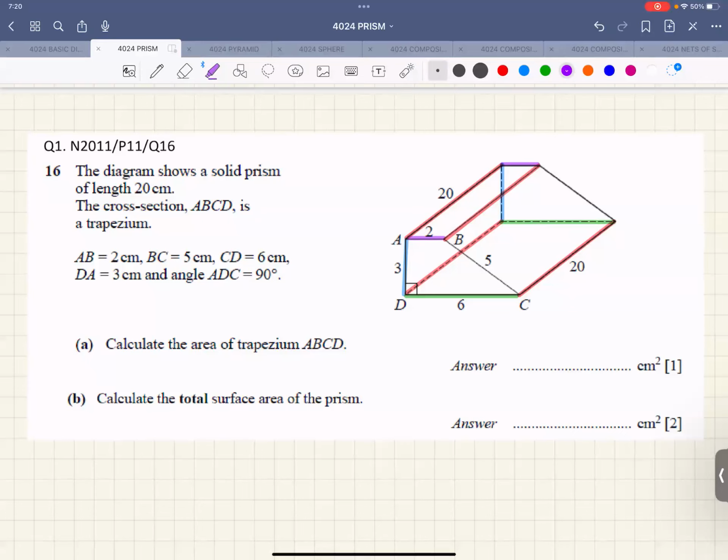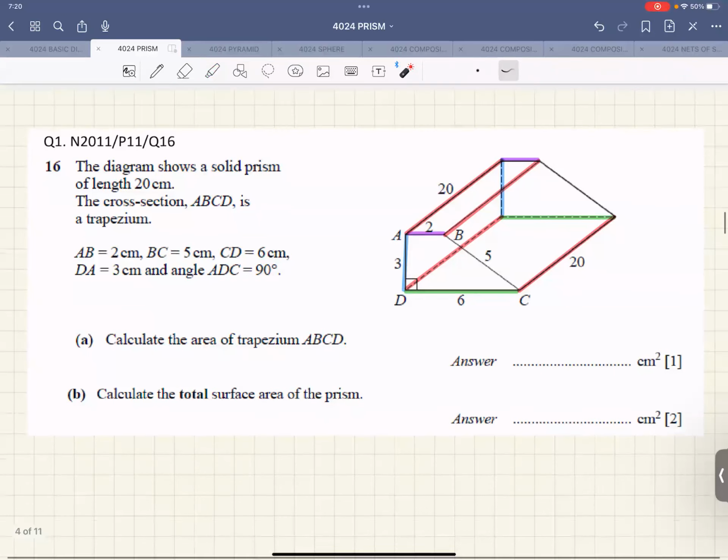And they have given us the different dimensions over here. This angle is 90 degrees. Calculate the area of the trapezium. Calculate the total surface area.